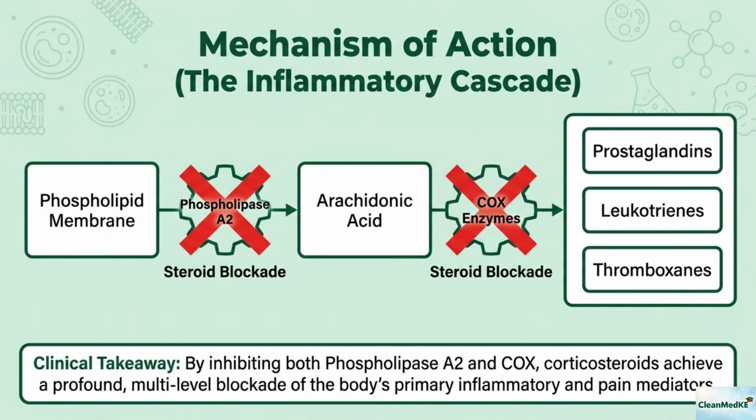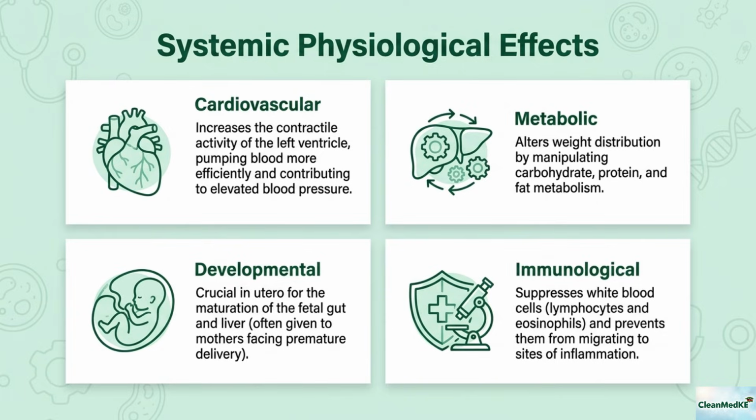Looking at the bigger picture of inflammation, steroids provide a multi-level blockade. They inhibit both phospholipase A2 and COX enzymes. This is significant because it stops the production of prostaglandins, leukotrienes, and thromboxanes, the body's primary mediators of pain and inflammation. Because receptors for these hormones are everywhere, the effects are truly systemic.